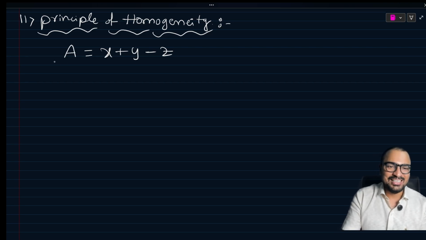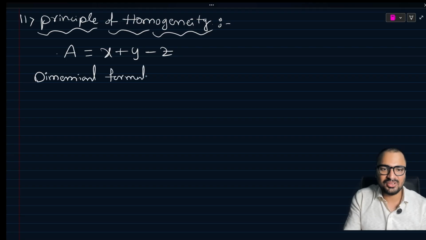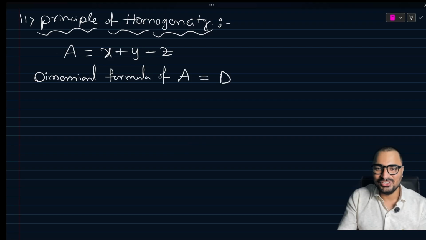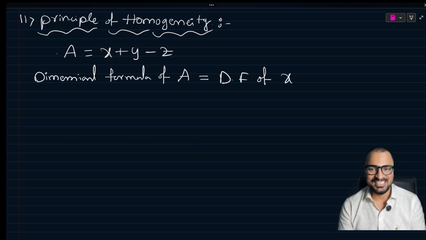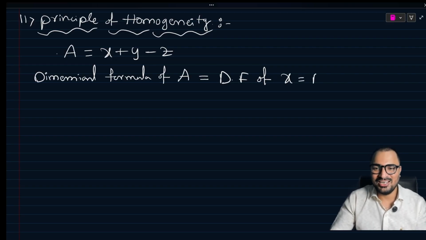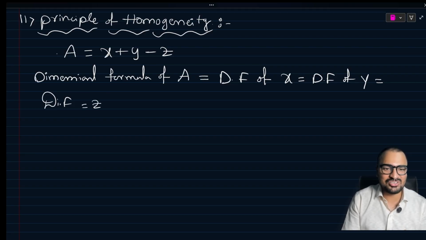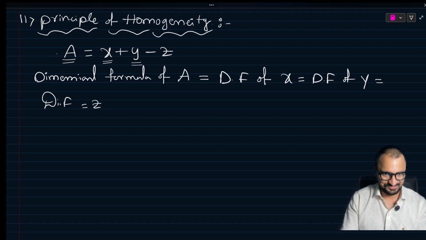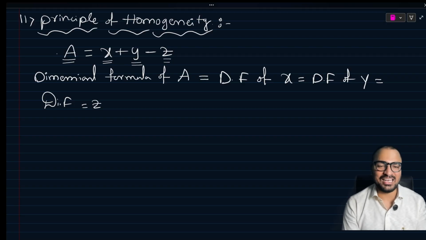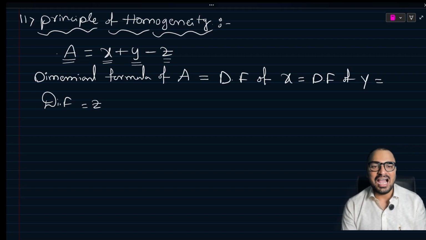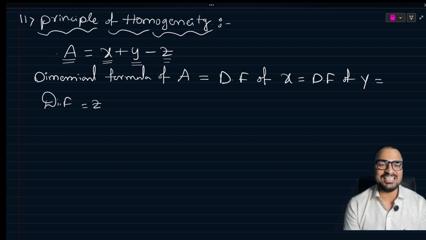But here the main rule: the dimensional formula of A is equal to the dimensional formula of X, which is equal to the dimensional formula of Y, which is equal to the dimensional formula of Z. That means the dimensions of A equal dimensions of X, equal dimension of Y, equal dimension of Z. Means in an equation, if any two physical quantities are adding or subtracting, the dimensions of those physical quantities must be equal.